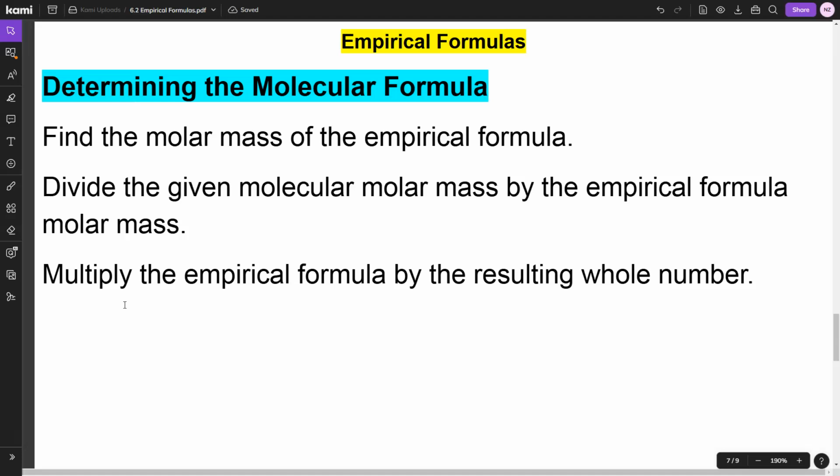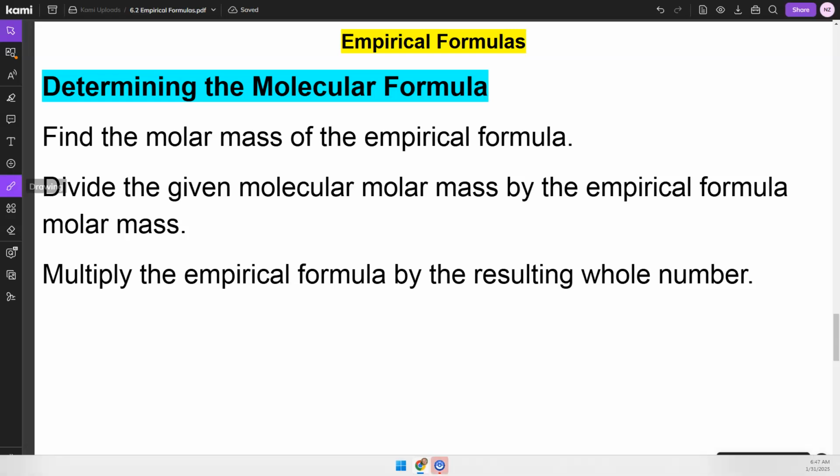Okay, so to determine the molecular formula, you're going to first need the molar mass of the empirical formula. Then you're going to divide the molar mass by the empirical formula molar mass. So in the question, it's going to give you a molar mass. You're going to divide that by the empirical formula molar mass, and then multiply the empirical formula by the resulting whole number.